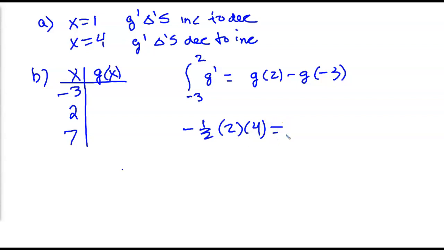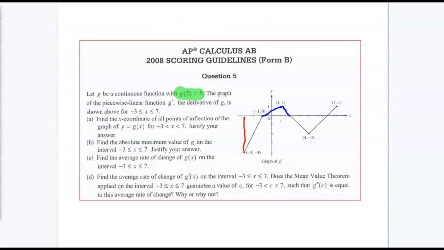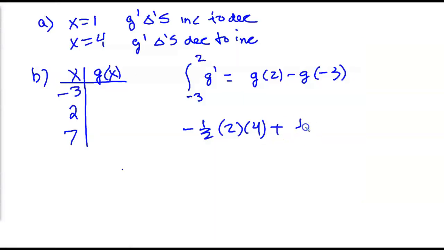is equal to, oh sorry, I'm not done that, just the negative part. And then I have to add to that the area of the blue triangle, which is going to be 1/2, the base is 3, and the height is 1. So this matches up to the left side of my equation. G of 2 is given to me as 5, and I can evaluate G of -3.